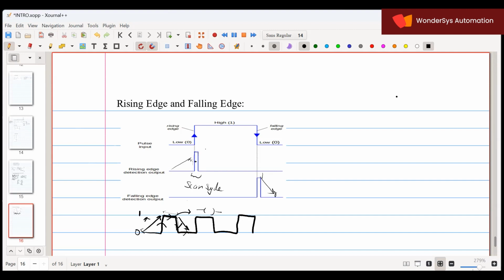So this is called a PLC scan time as well. Whatever rising edge is there, in Omron PLC it is called up and this is called down. If you take a Siemens PLC, then it is a positive edge and this is a negative edge. Names will differ.